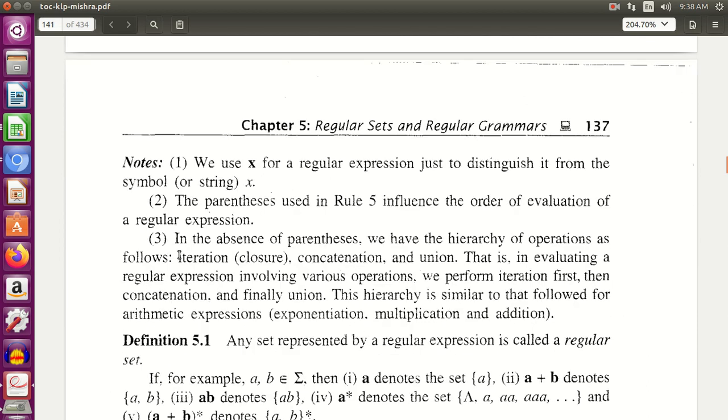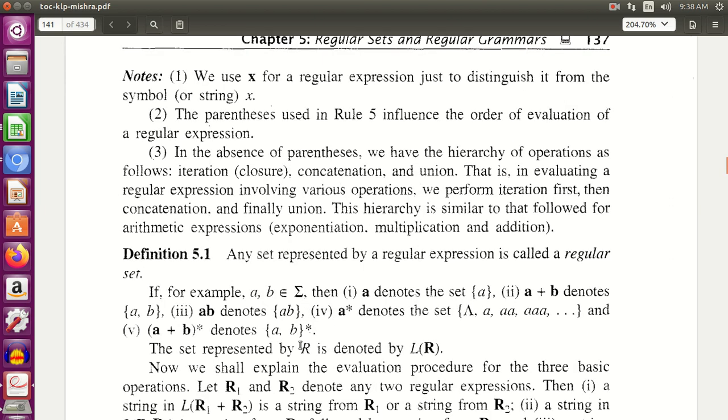Okay. This is an important thing that you must know, that in absence of parentheses we have the hierarchy of operations as follows: iteration, concatenation and union. So sometimes if you are dealing with a regular expression and you need to evaluate it, just like we evaluate an arithmetic expression, where we use exponent and then multiplication and then addition, similarly over here also the hierarchy goes like: we first evaluate the iteration or closure, then we go for the concatenation, and finally we go for the union part.